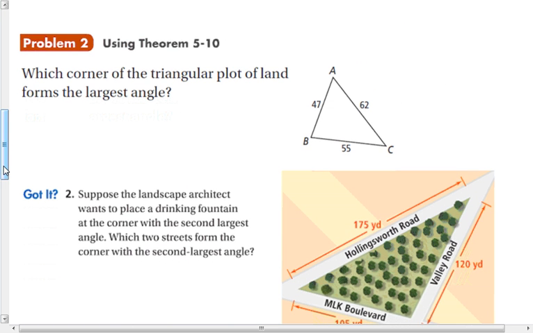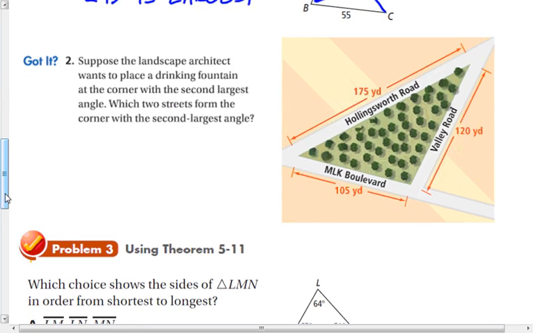All right, so we're going to use theorem 5-10 here. Which corner of the triangular flatland forms the largest angle? And from theorem 5-10, we found out that the largest angle lies opposite the largest side. So if you look at these, the side opposite this longest side right here is angle B. So angle B is the largest. All right, go ahead and see if you get that by doing the Got It here.